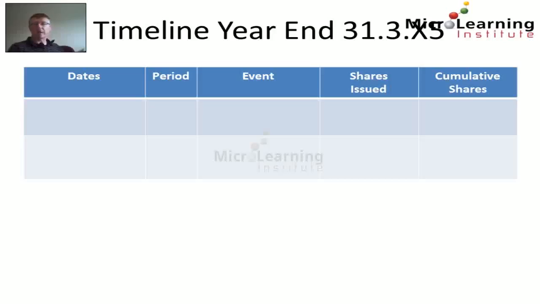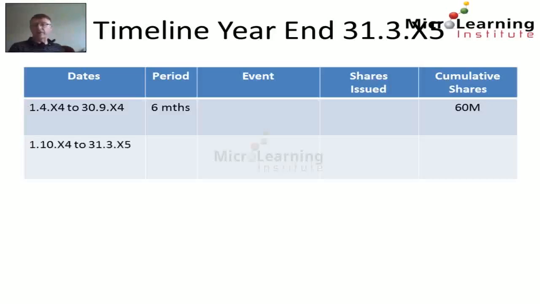Next, let's have a look at the activities for the year ended the 31st of March 20X5. Again, from the 1st of April 20X4 to the 30th of September 20X4, we had a 6-month period, and if you'll recall from the prior year ending the 31st of March X4, we have 60 million shares in circulation.